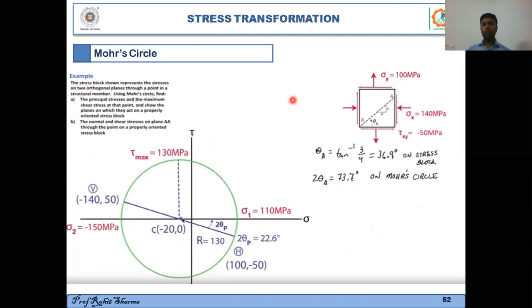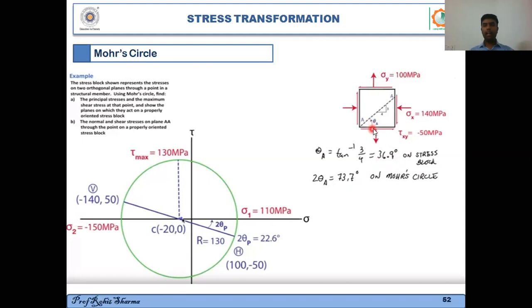Now I'll move on to find the value of the stresses on this plane AA. So how can we do that? First, we'll have to find the angle theta A. For that, we have been given the rise upon run. The run is 4 and the rise is 3. So we can easily find this angle theta A by using tan inverse 3 by 4, and it turns out to be 36.9 degrees.